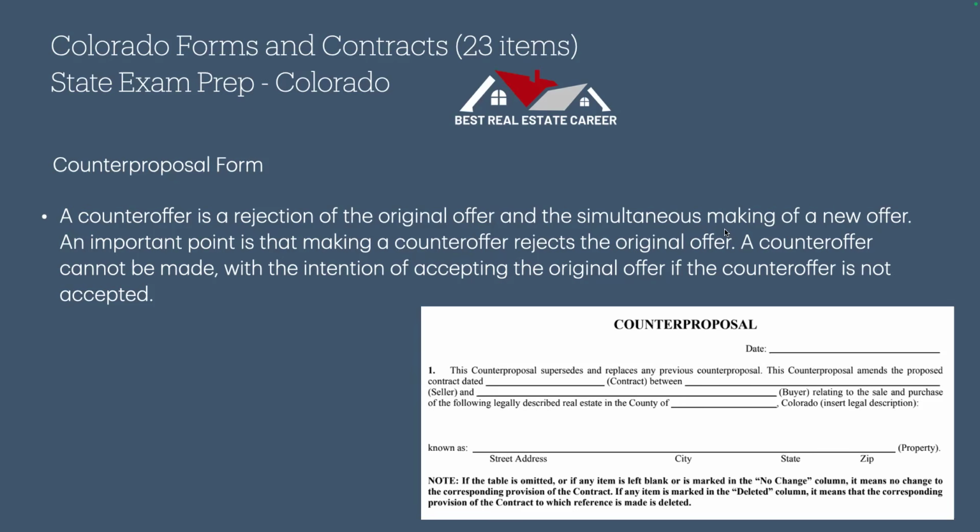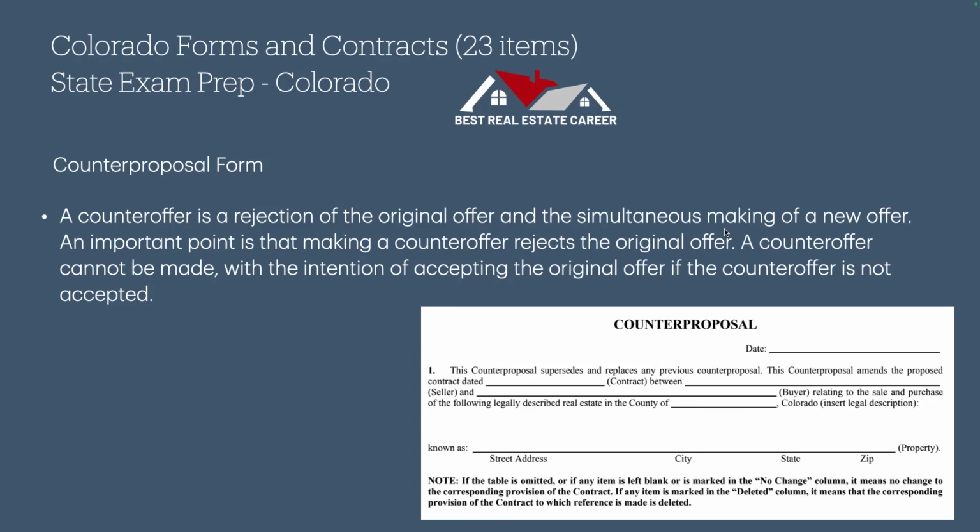All right, so here it is. I actually screenshotted this. This is the counter proposal form that is used in Colorado. You can look at this. It's got the date. It actually says that this one is going to supersede any previous counter proposals and obviously the original proposal. It gives you the property known as, and it actually says insert legal description here, so you put all that stuff in there. And it does tell you that if a term has been omitted or left blank, then there's no change.